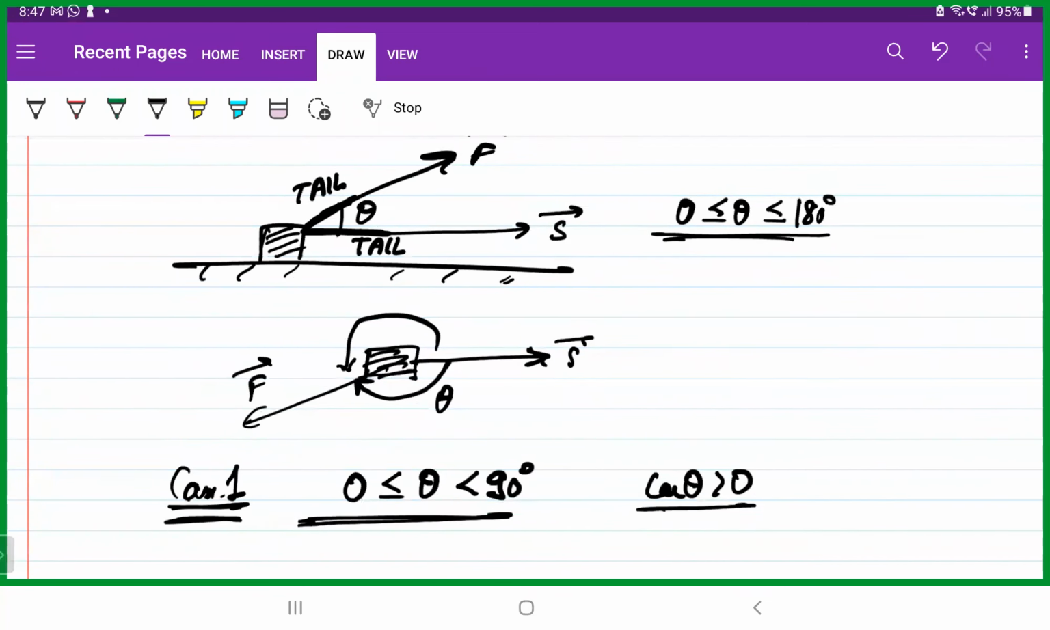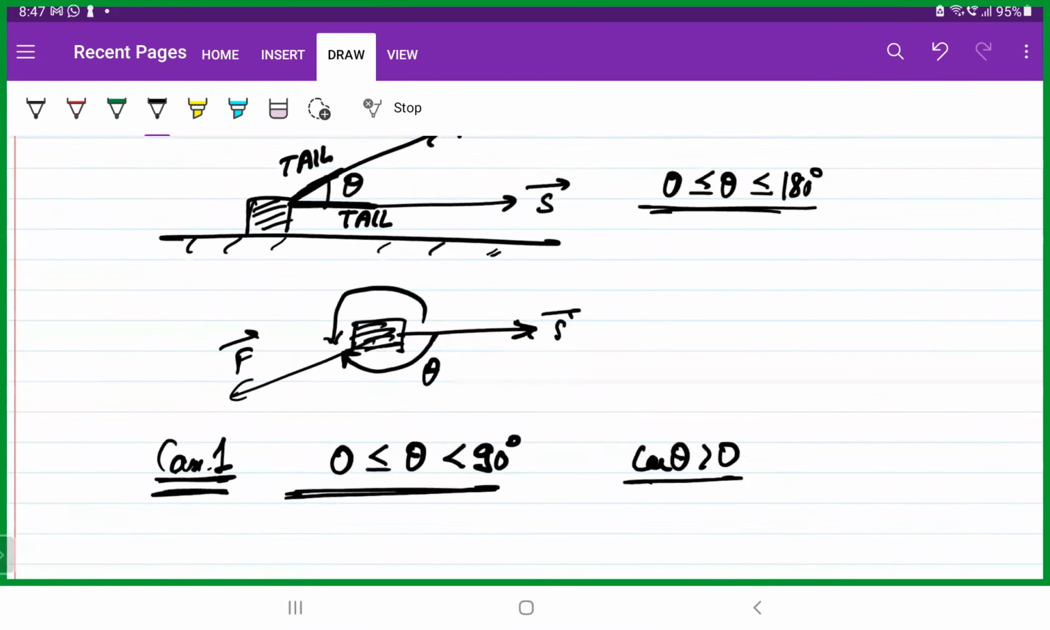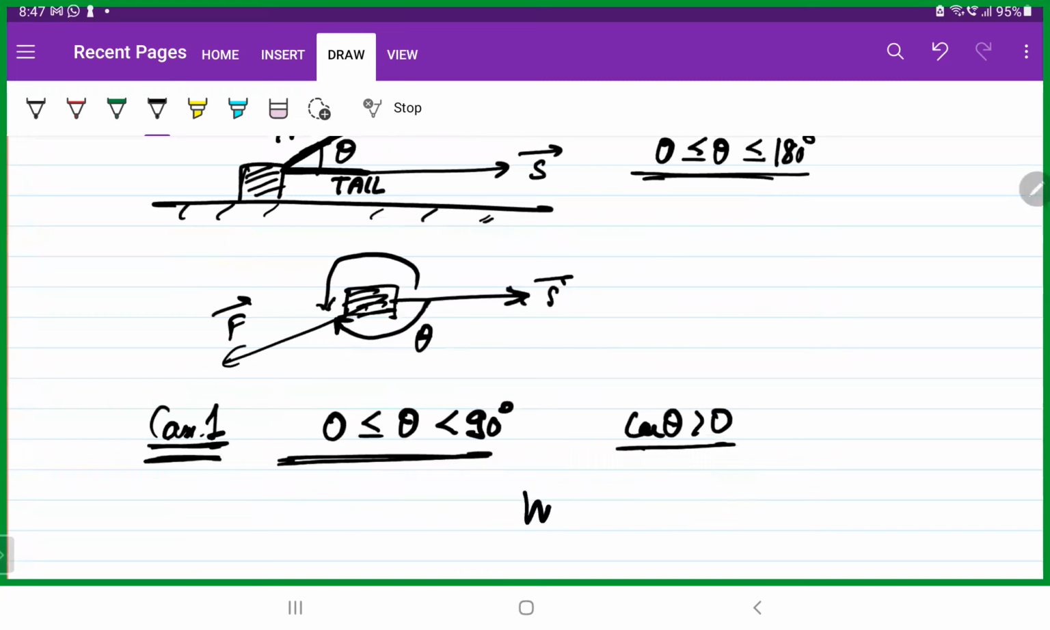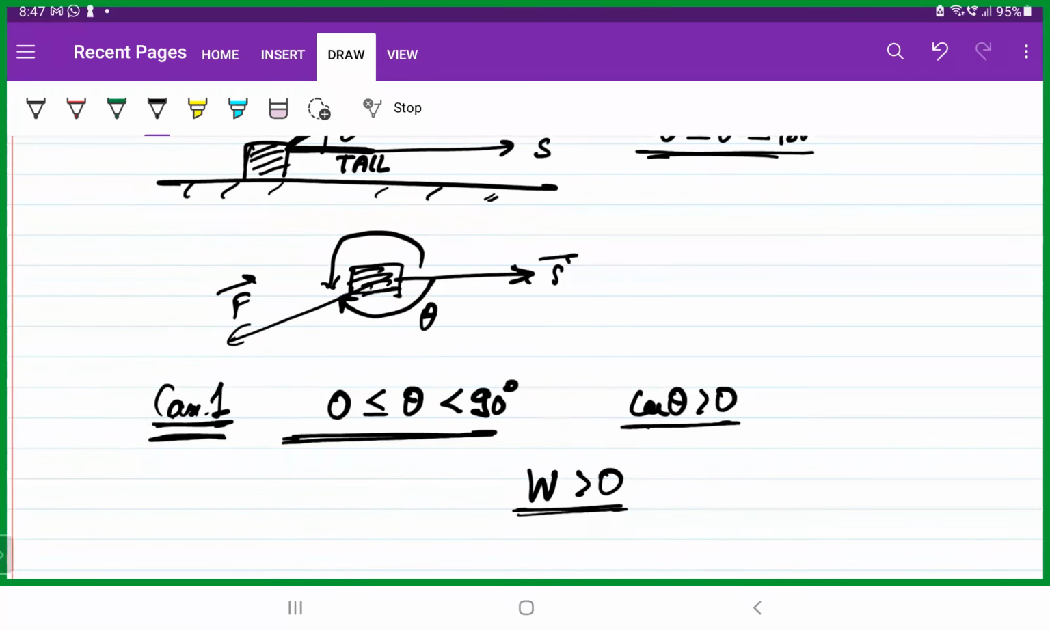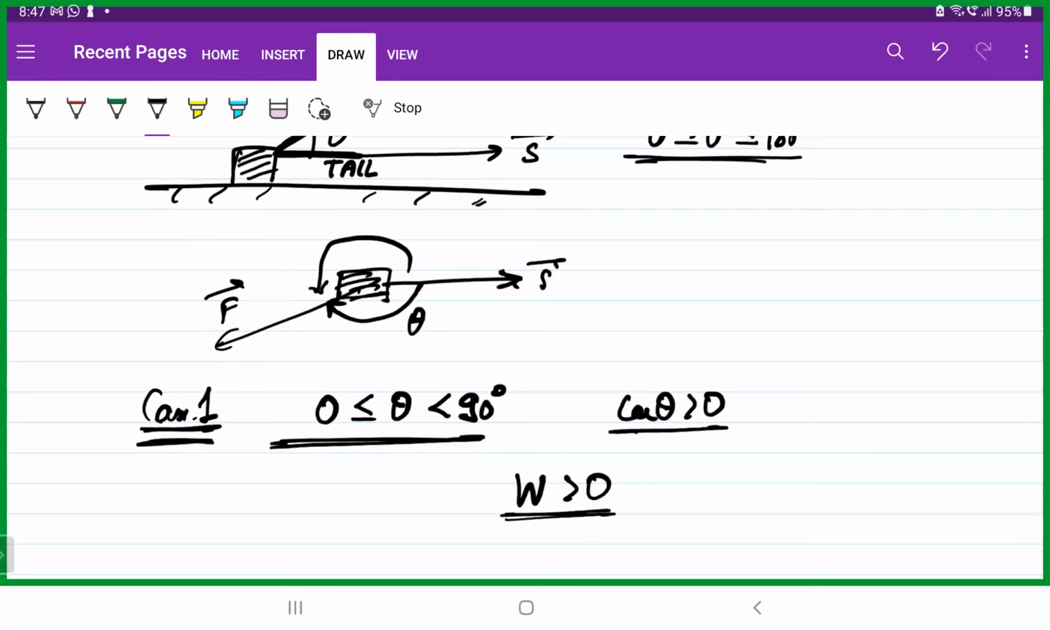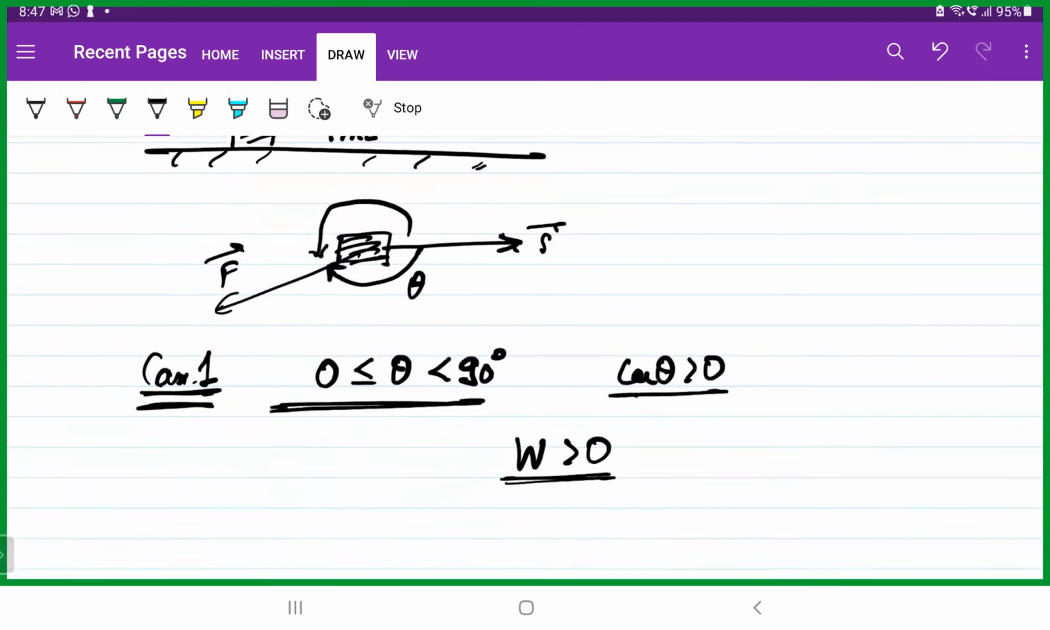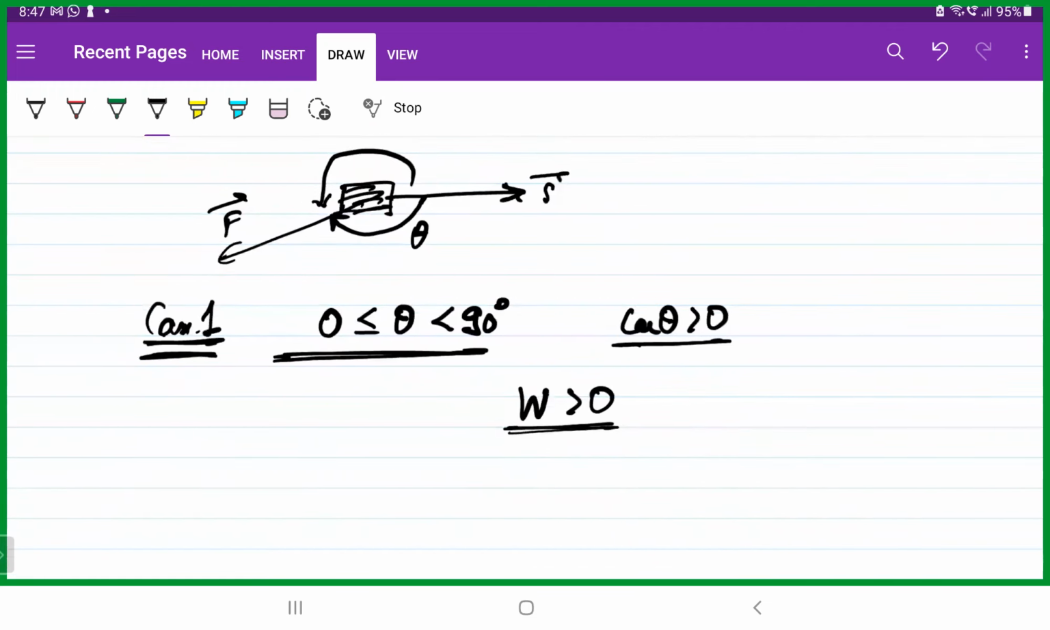Cos 0 is 1, if you remember. For all values between 0 to 90, cos theta is positive. So work done in that scenario will be positive. Of course, provided force and displacement should be there. That is, of course, a hidden condition. We cannot talk about any work done if force is not there or displacement is not there, right? So if both are there and the angle between them is between 0 and 90, then we will say that work done will be positive.